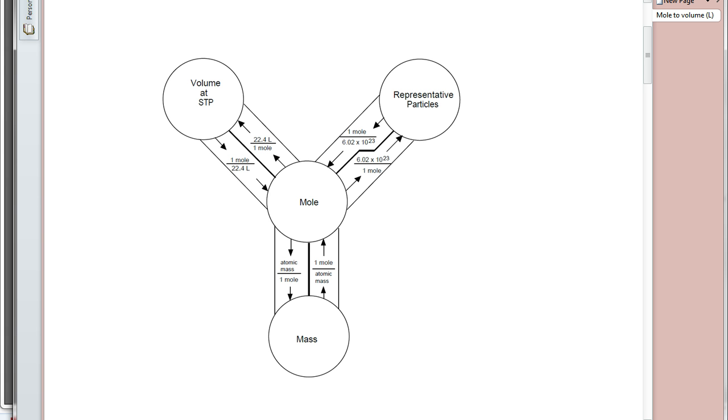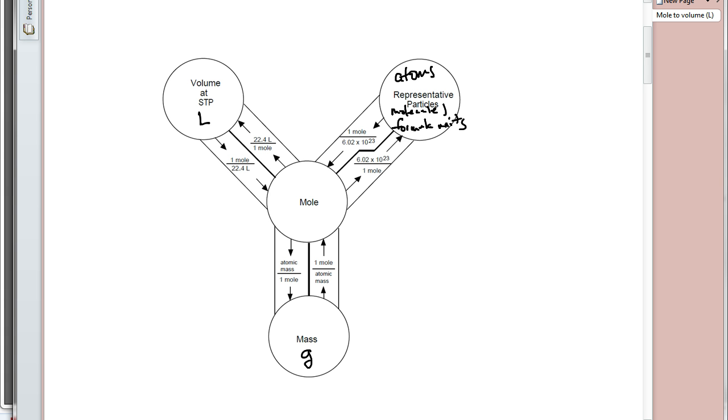One thing we want to add in here is, up here in the right hand corner it says representative particles, so let's write in the word atoms, and the word molecules, and the word formula units, because any of those can be used for particles, and we use Avogadro's number to get there or get away from that. Down here at the very bottom we have mass, so we probably want to write in grams. And then up here in the left-hand corner it says volume at STP, and we're going to talk about that. Let's write in the symbol liters, because that's what we're going to be using. So that gives us an idea of those units that are associated with either volume, which is liters, or representative particles, atoms, molecules, formula units, or mass, which is grams.